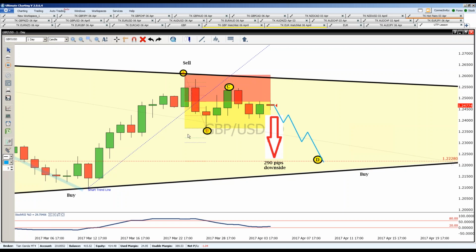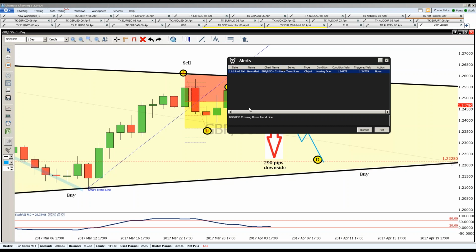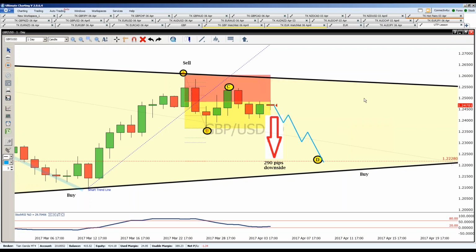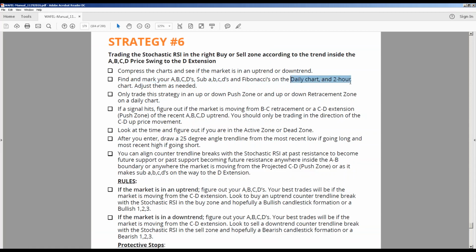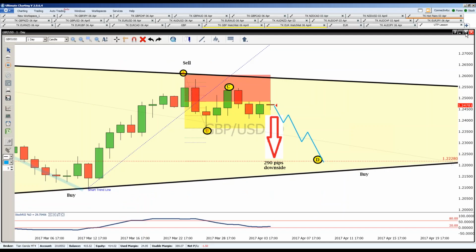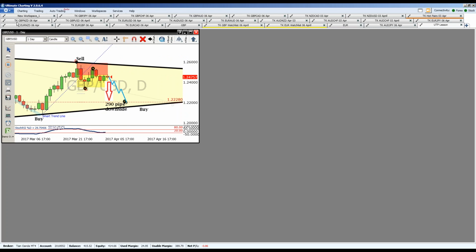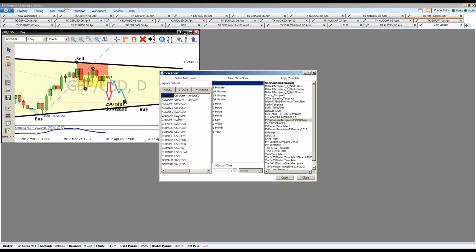Okay, fantastic. Right, so there's our analysis on the daily chart. Now the manual says look at the daily chart, look at the 2-hour chart. So let's go and have a look at the 2-hour. I'm going to open up a 2-hour chart over here. Pound US dollar.